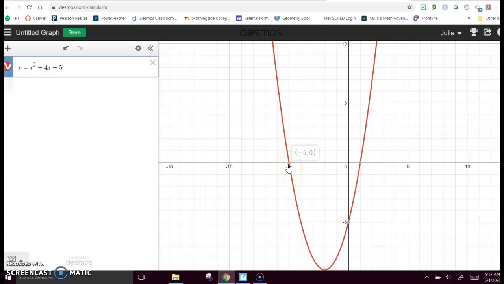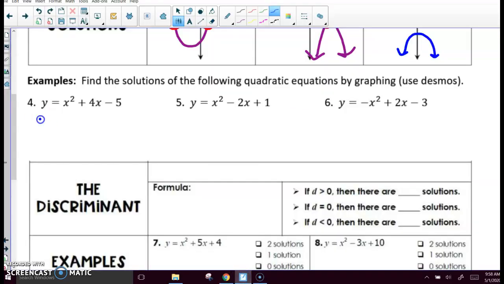That's where my y value is 0. What can I put in for x on my quadratic that will make y equal to 0? I can see I have the coordinates -5, 0. So if I put -5 in for x, my output will be 0 for y. And also if I put 1 in for x, my output would be 0. So x equals -5 and x equals 1 are my solutions.